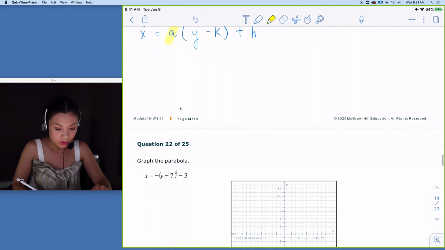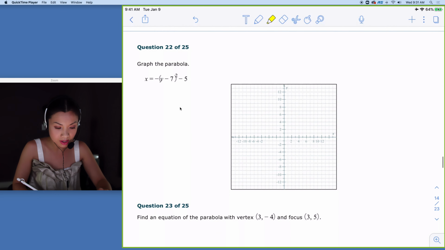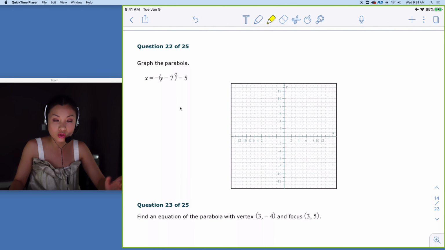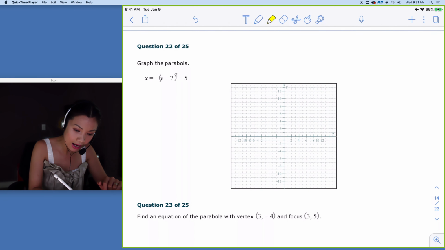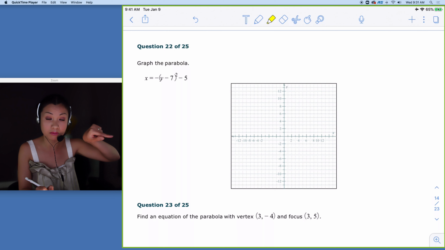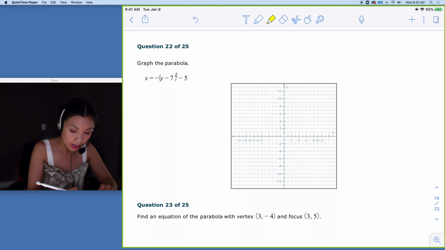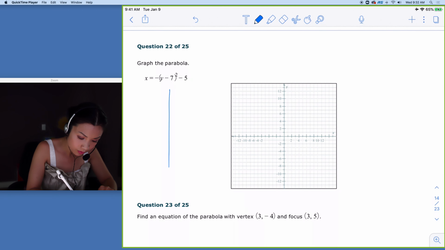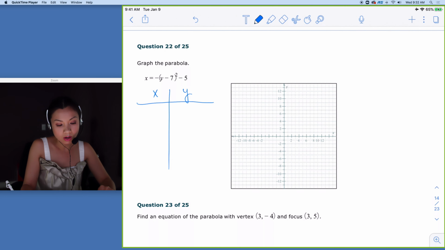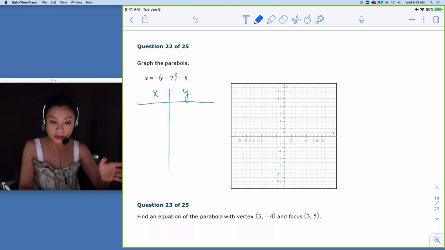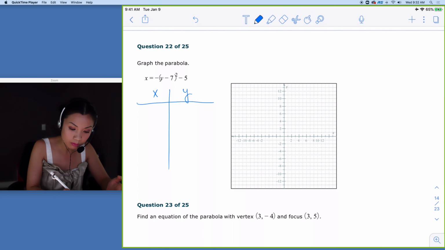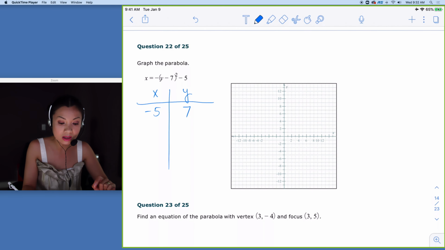Okay, so let's take a look at number 22. So same thing, right? This time you have x equals y squared. So once again, we're going to have the sideways one. Now notice that a is -1, so I know it's gonna open to the left. All right, so I'm gonna make a table, x, y. All right, notice that I told you k always goes with y. So there's 7 here, and then the h always goes with x. So it's going to be -5.